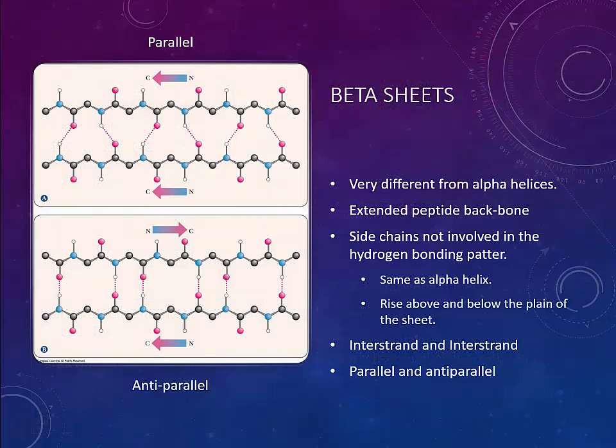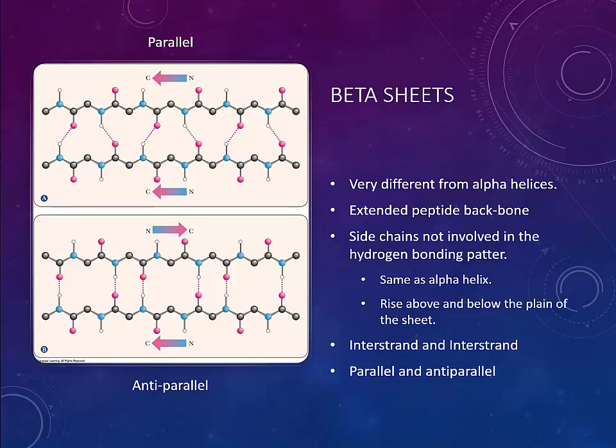Beta sheet secondary structures are quite different from alpha helical structures, but they do share a few similarities. Unlike alpha helices, which are compact, tight structures, beta sheets represent an extended form of the peptide chain. Whereas alpha helices are made from a single peptide coiling back on itself, a beta sheet can involve the same peptide chain or two different chains. These are called intrastrand and interstrand, respectively.